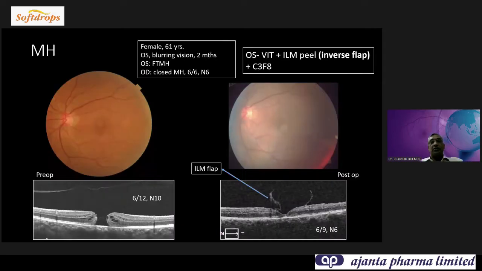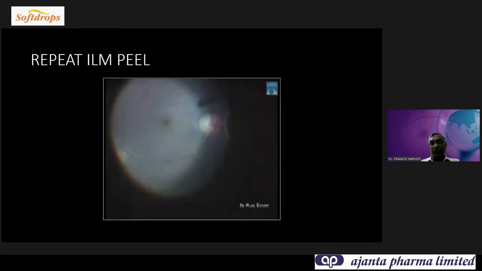So this is a 61-year-old female where we did an ILM peel with inverted flap. On OCT you can see that though the hole is closed and vision has improved to 6/9 and N6, the flap is hanging, floating freely there. So how much importance it has, I do not know.